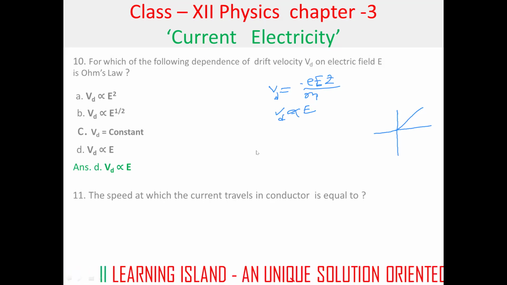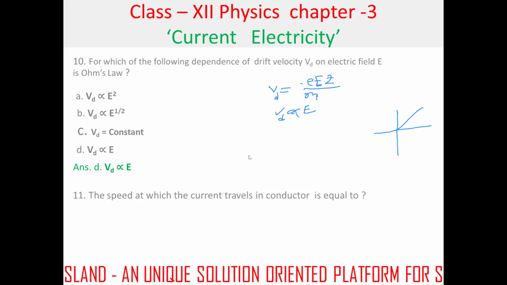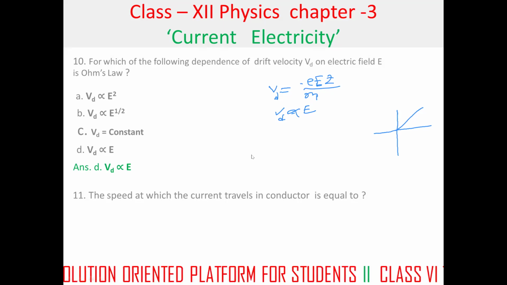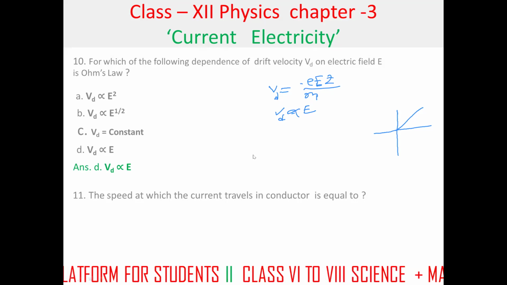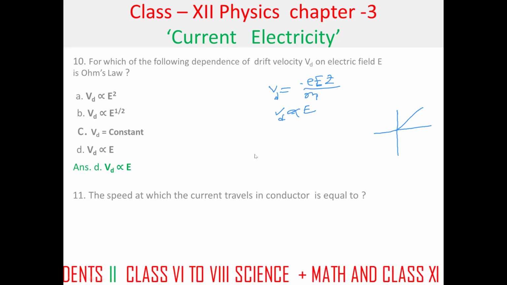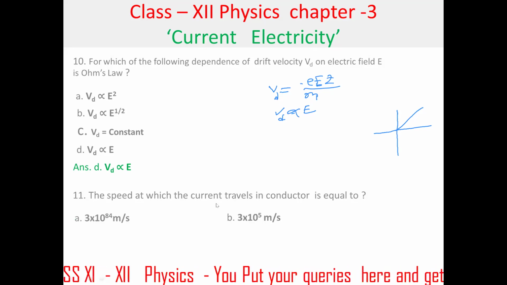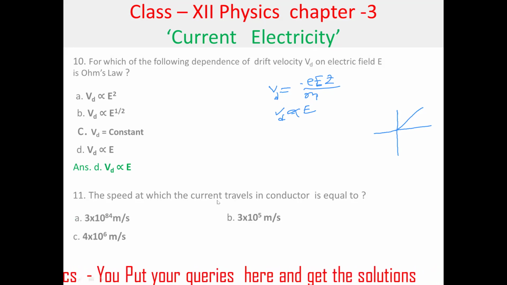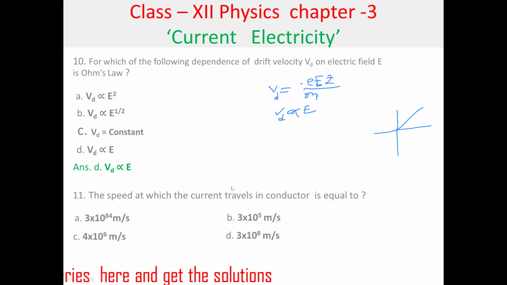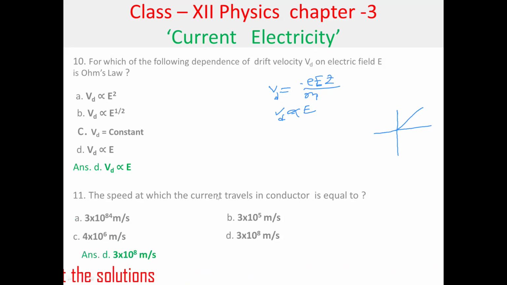Always mind it that the velocity of sound at vacuum or air is 3 into 10 to the power 8 meter per second. So in this case also it is same. So here the answer will be option B. Okay, so no need to explanation.